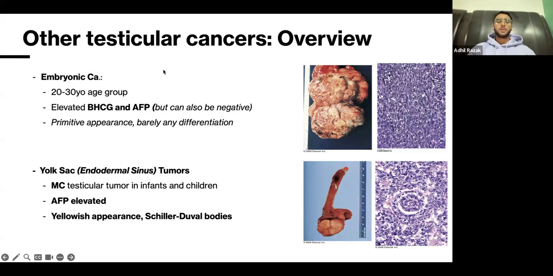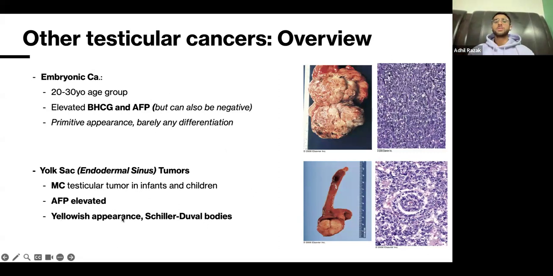Yolk sac tumors, on the other hand, are endodermal sinus tumors. If I'm going to rank these tumors based on how high yield they are, number one would be seminoma. Number two would be yolk sac or endodermal sinus tumors. This is the most common testicular tumor in infants and children. What's characteristic about it? It's elevated AFP. Elevated AFP is yolk sac tumor. Elevated beta HCG is seminoma.